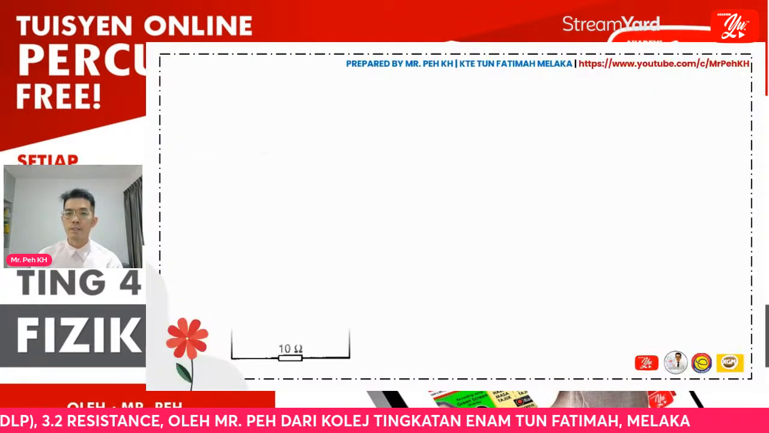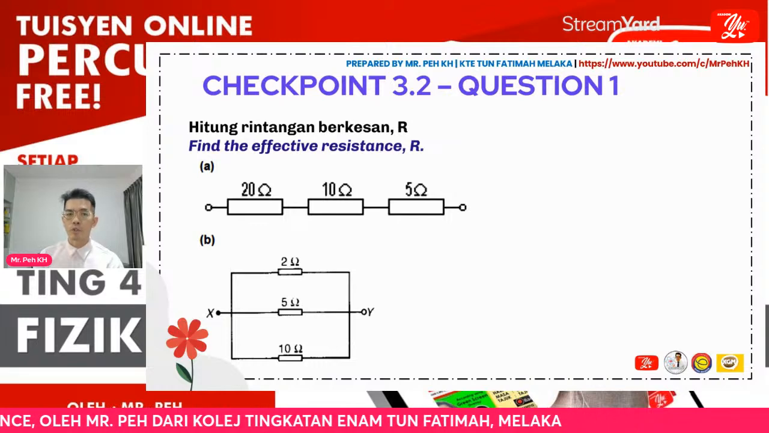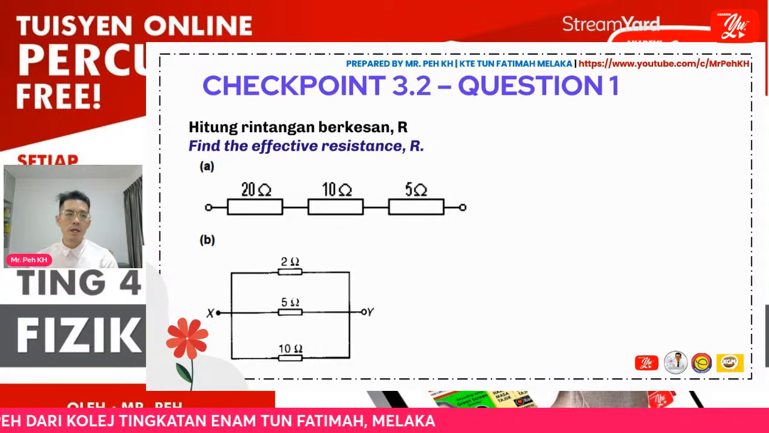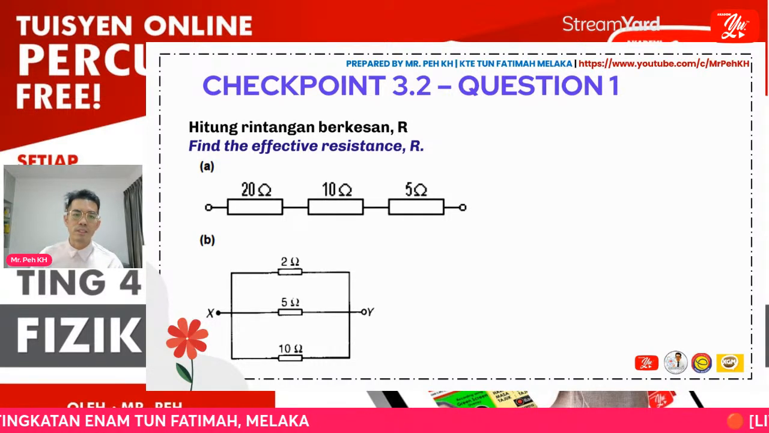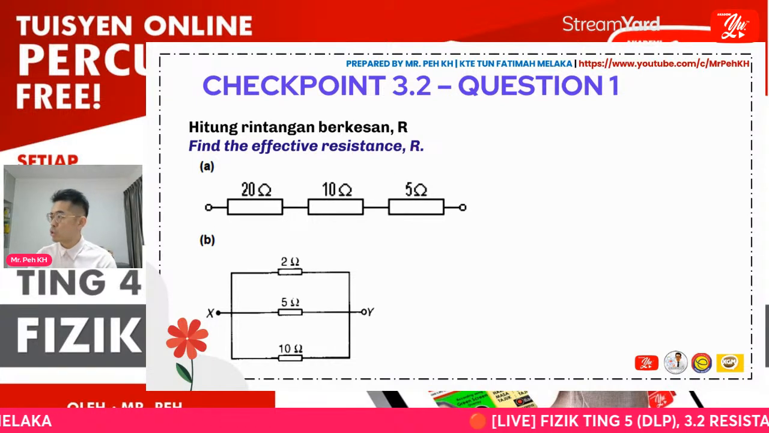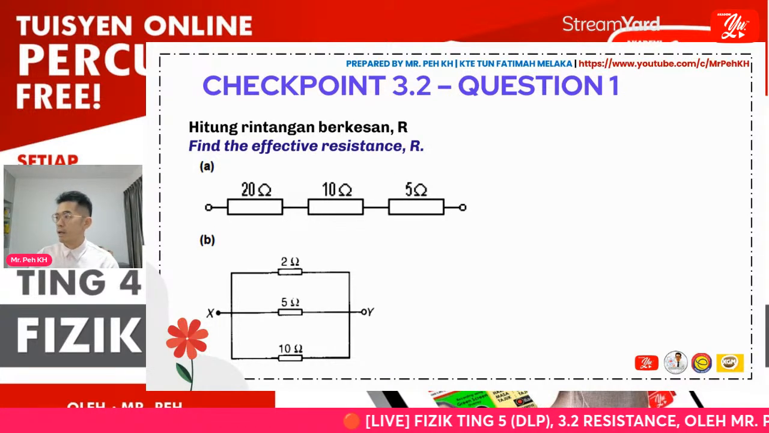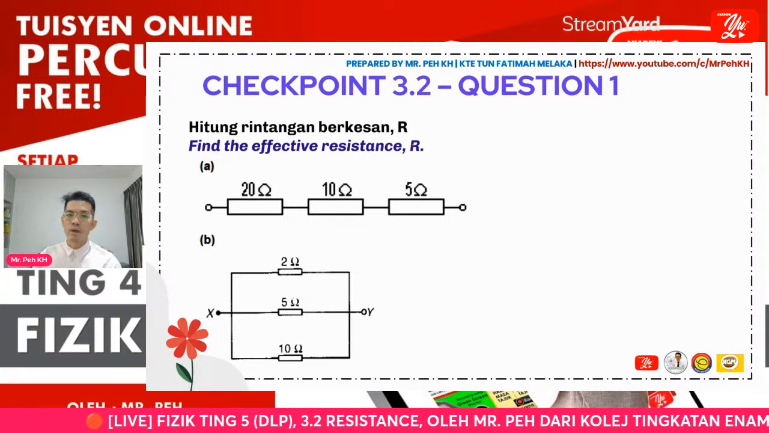Okay, so let us try checkpoint question number 1. Here, find the effective resistance. So here we are going to find the value. You may show your answer in the chat room. For the first question, it is actually very easy.